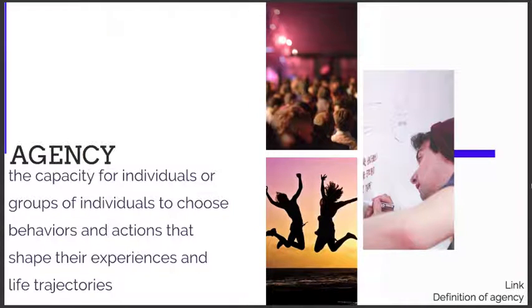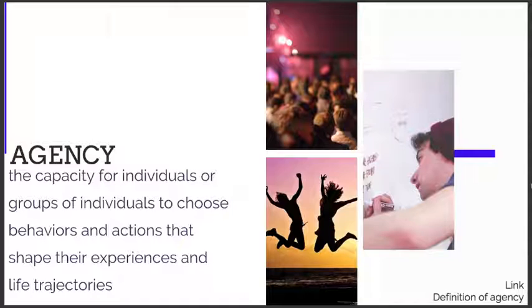On the other hand, right, there is this idea of agency, and the concept of agency is not discussed in your textbook, so you will want to write this definition down. You might see it on your exam. The definition of agency is the capacity for individuals or groups of individuals to choose behaviors and actions that shape their experiences and life trajectories. What we mean by life trajectories is the course of their life. So for example, a trajectory could be a person that was born rich and dies poor, or is born poor and dies rich, or something to that effect. It's just about your ability to shape your own experiences and live in the kind of world that you're attempting to live in.